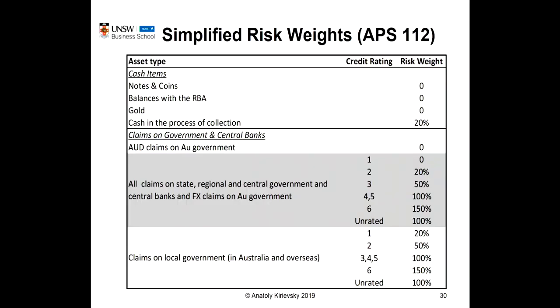So, first ones are cash items. Notes and coins, 0% risk weight. Balances with the Reserve Bank, 0% risk weight. Gold is considered to be equivalent to cash, 0% risk weight. Cash in the process of collection, so any unsettled transaction, 20% risk weight. This is what we talked about as the first step risk last week.